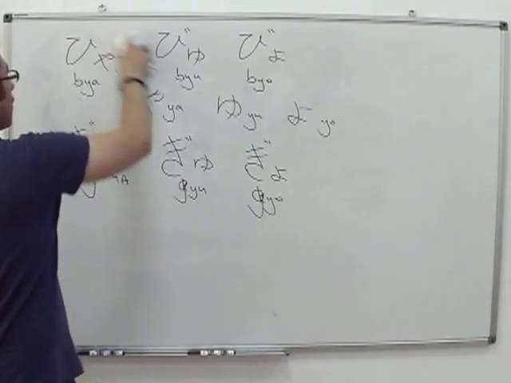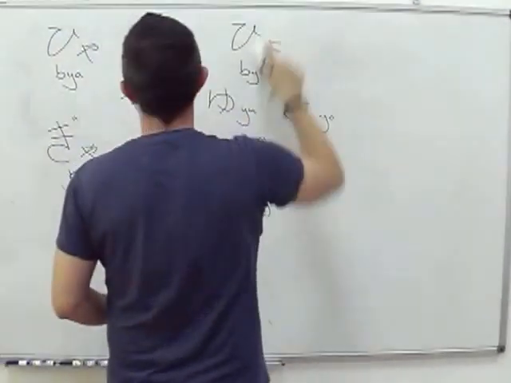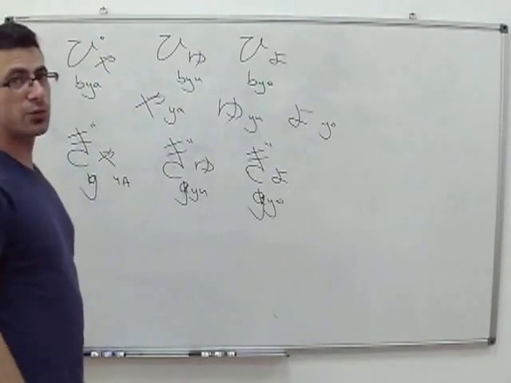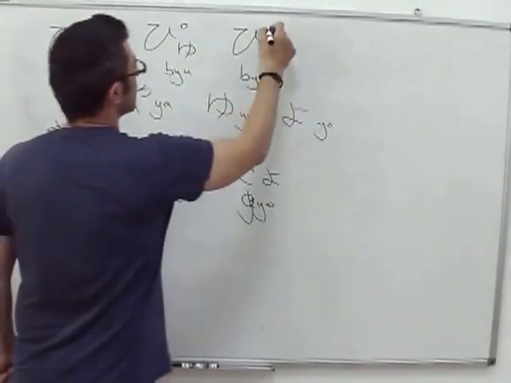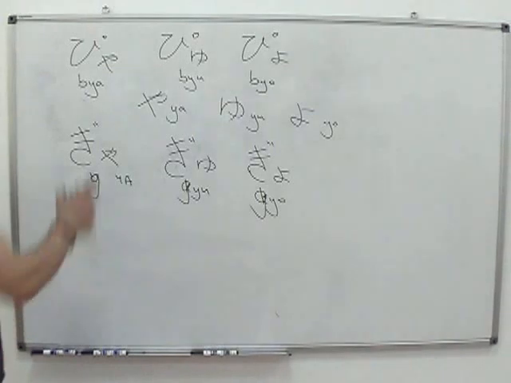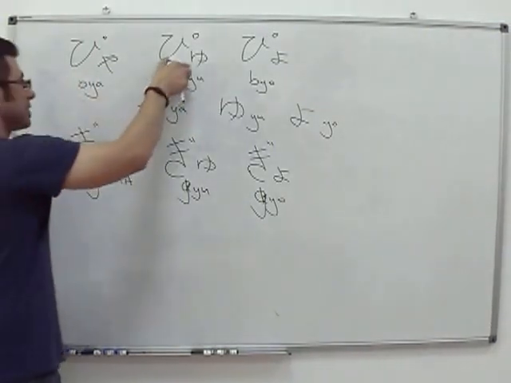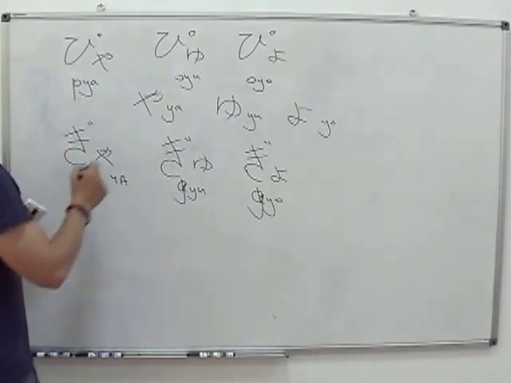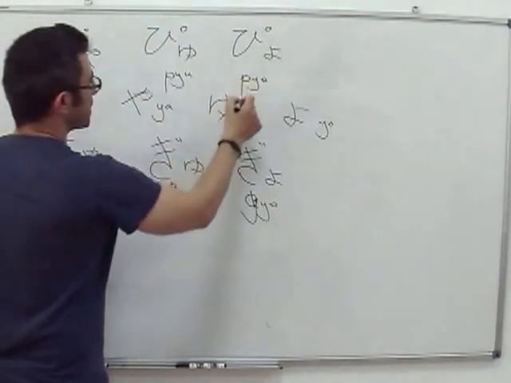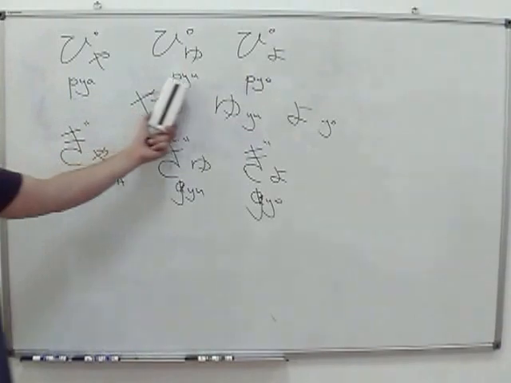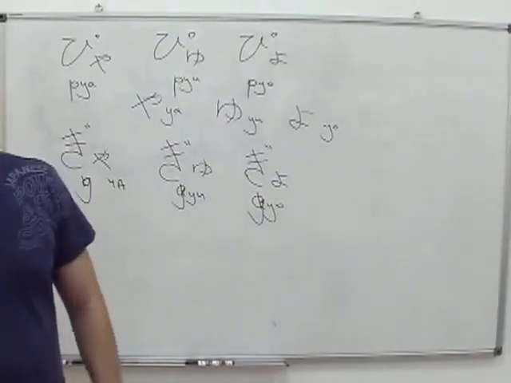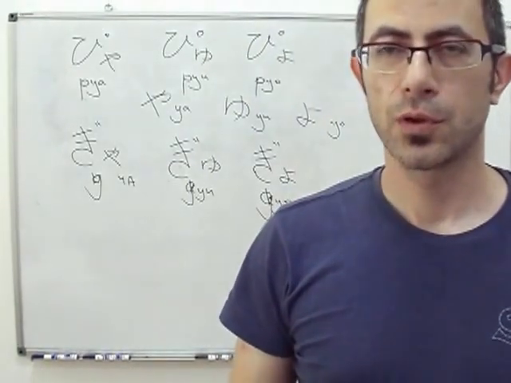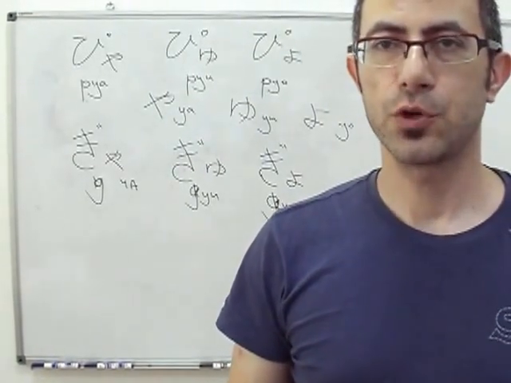And you know only for the ha case, so here for the combination only for this we also have the round one. The B sound is changing to the P sound. So it is now pya, pyu, pyo. Again, pya, pyu, pyo.